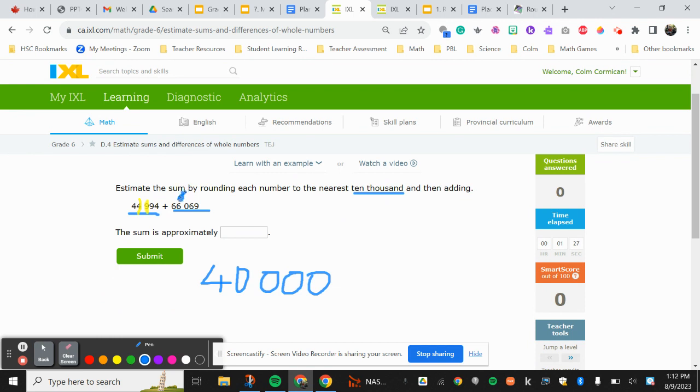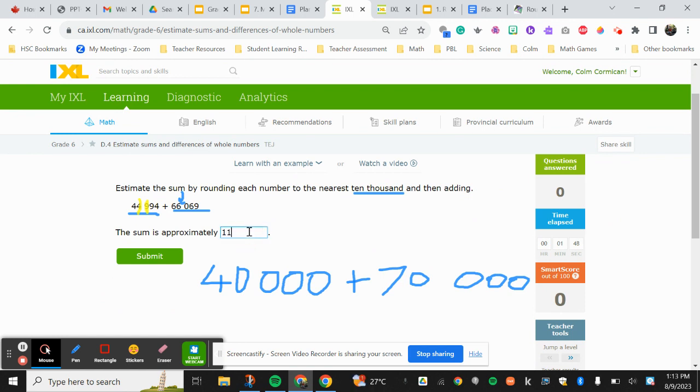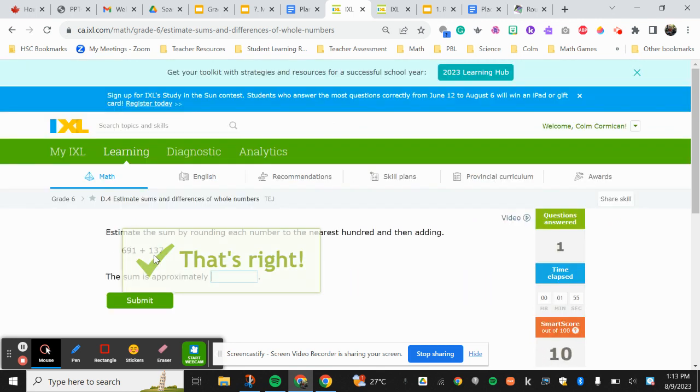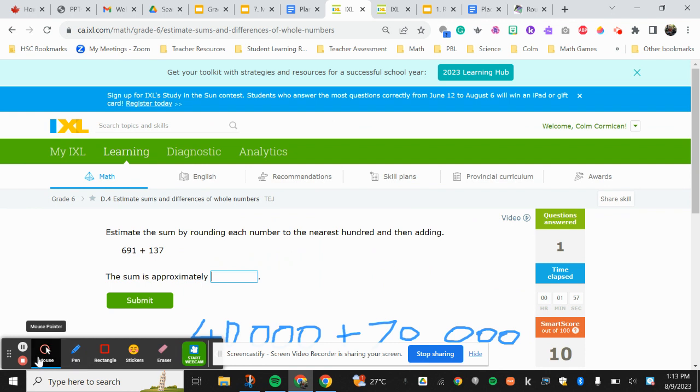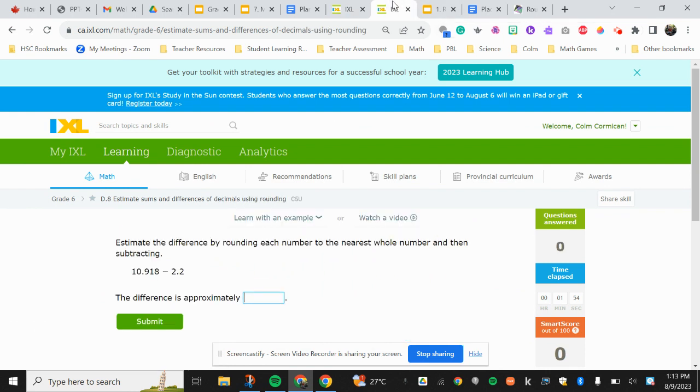And then the second number is 66,069. Again, it's the ones of thousands which I need to pay attention to, which is 6. Because I know my rule of 5 or more raise the score, that means I'm going to round that number up to 70,000. So some quick mental arithmetic would tell me 40 plus 70 is 110. So now I'm going to be typing in 110,000 as my answer. And I'm going to click on submit. Okay, and we're good.